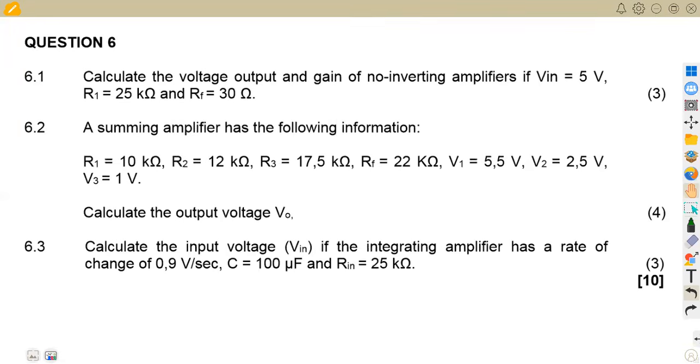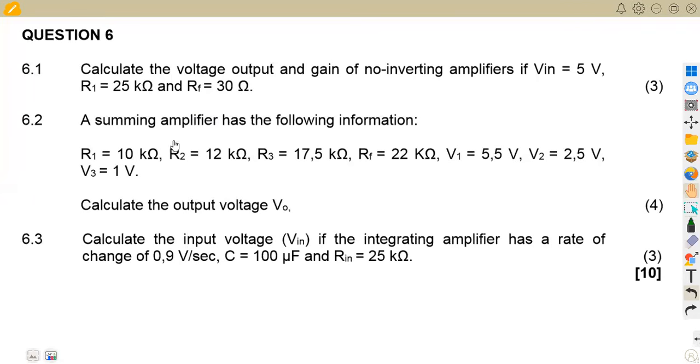All right, so this is the question paper of April 2020, whereby we are given: calculate the voltage output and gain of a non-inverting amplifier. If V in is 5 volts, R1 is 25 kilo ohms, and RF is 30 ohms in this case.